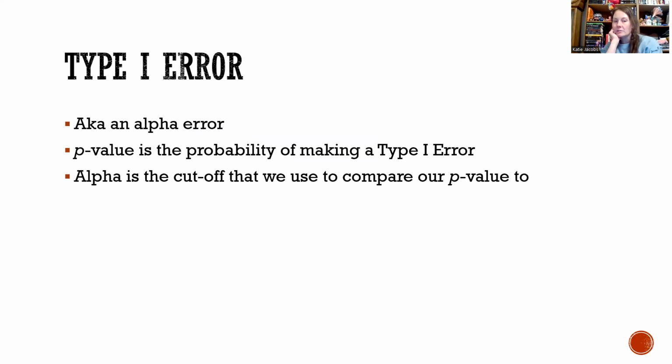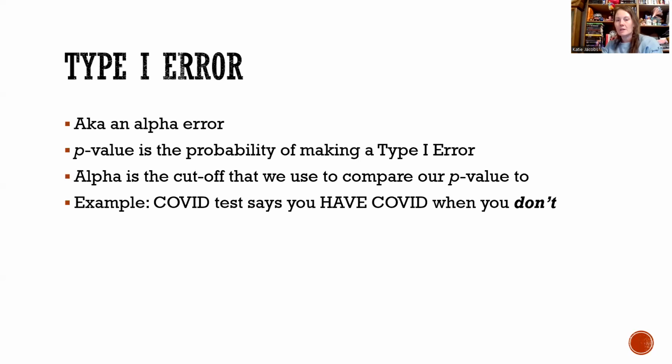Our alpha level is the cutoff that we're going to use to compare our p-value to. Instead, for this class, because we're doing everything by hand, we will use a critical value that's associated with our alpha level, and we have our test statistic that's connected to our p-value. So an example of a type 1 error is a COVID test saying that you have COVID when you actually don't. That would be a type 1 error, saying you have results when you don't.